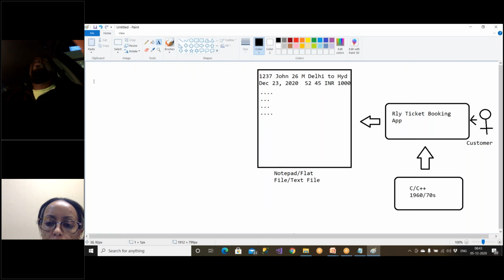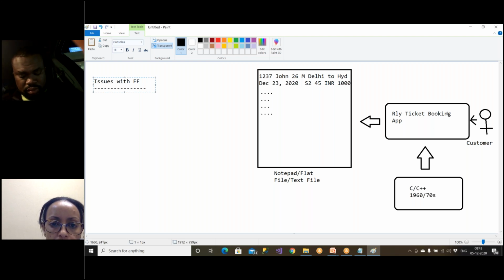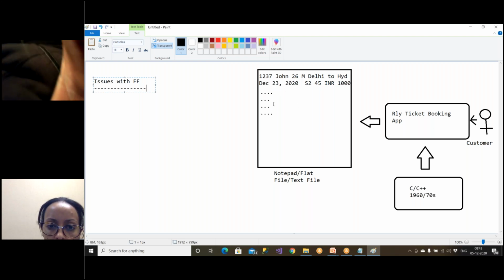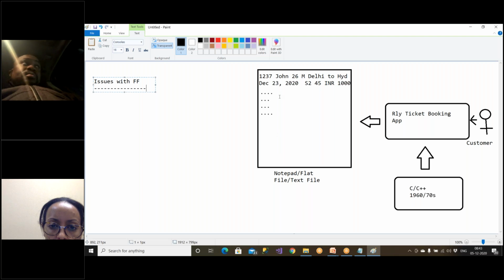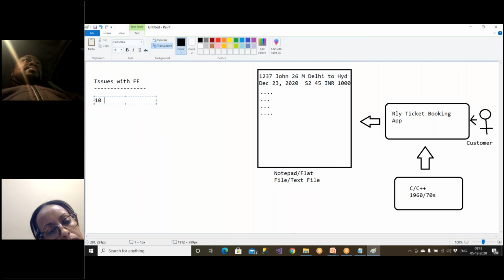But what are the issues with the notepad? Okay, what are the issues with flat files? Let us understand one by one. Everybody is storing the data, everybody is booking the train ticket here. So much data is going to go to the file. Now the file size is increasing. The first issue is the size issue. What is the size issue? Flat file size is the first issue.